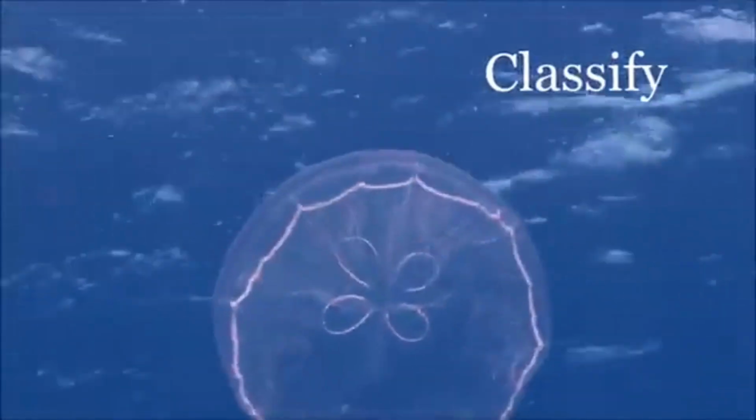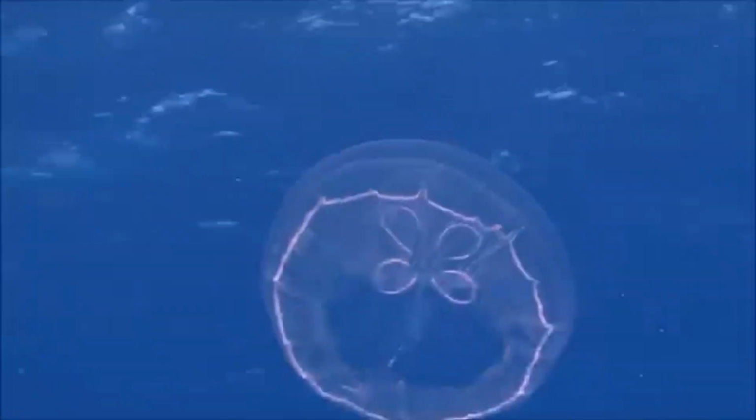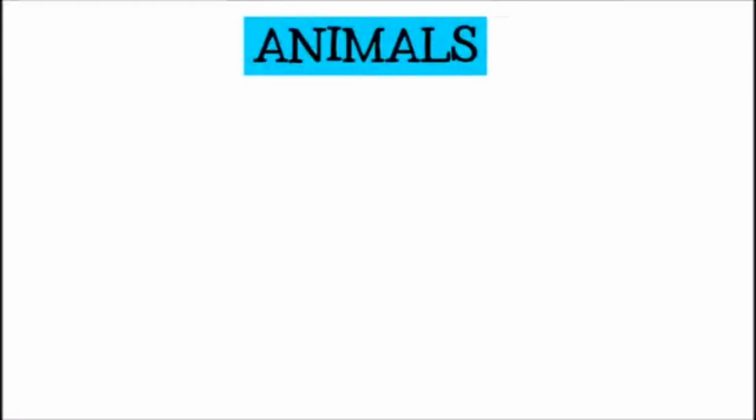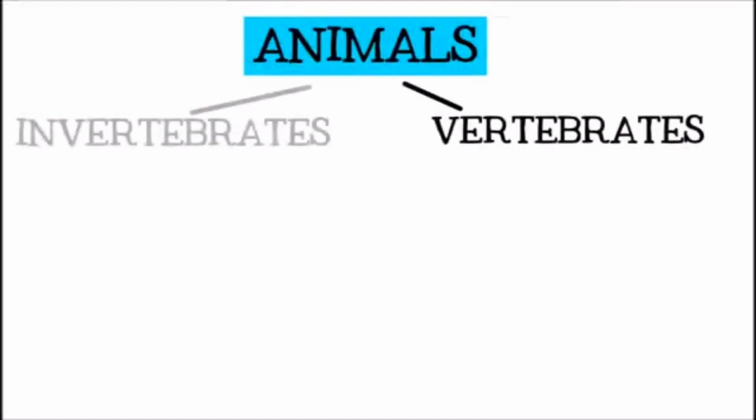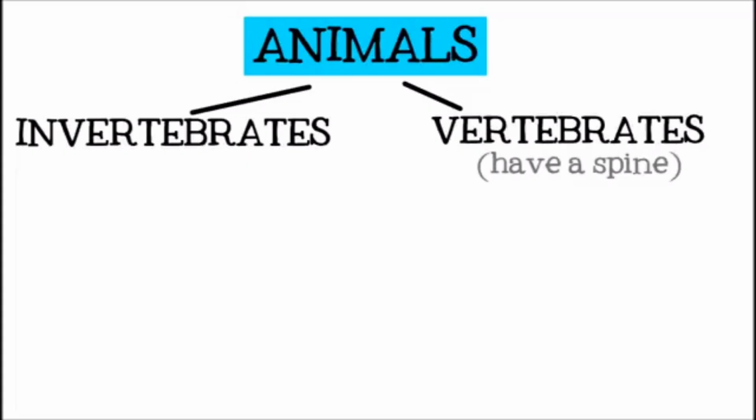Scientists classify or sort animals into different groups according to the characteristics they share. The two largest groups of animals are vertebrates and invertebrates. Vertebrates are animals that have a spine, and invertebrates are animals that do not have a spine. Most of the animals in the world are invertebrates.